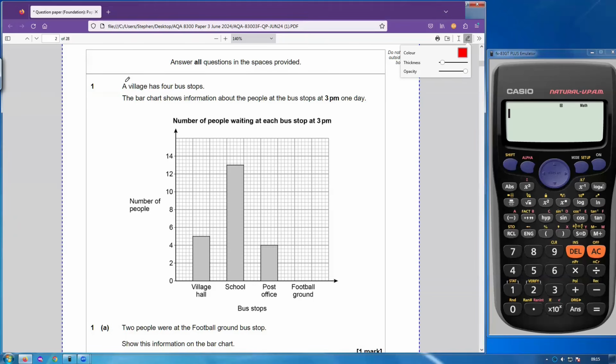Question 1. The village has 4 bus stops. The bar chart shows information about the people at the bus stops at 3 p.m. one day. Number of people waiting at each bus stop at 3 p.m. There's our number of people down there. Here's our various bus stops. 2 people were at the football ground bus stop. Show this information on the bar chart. Okay, well there's the number of people. There's 2. 2 of them we've got to put in. So it's just like this.